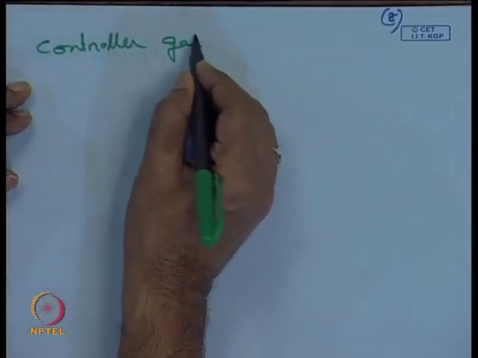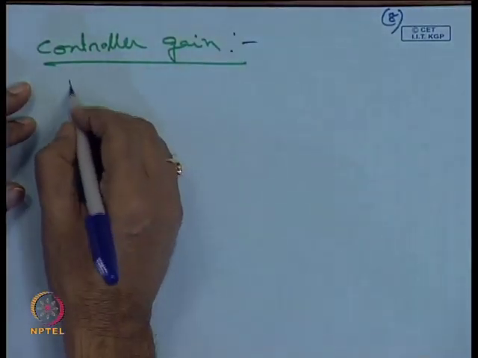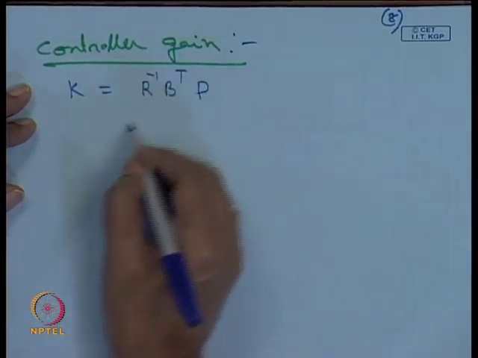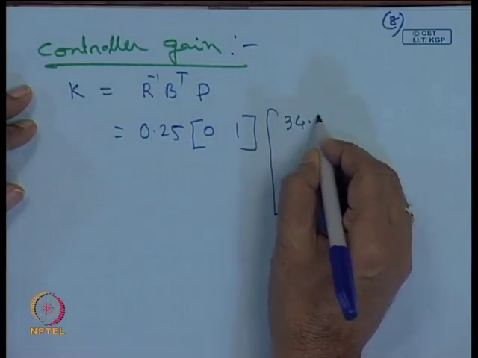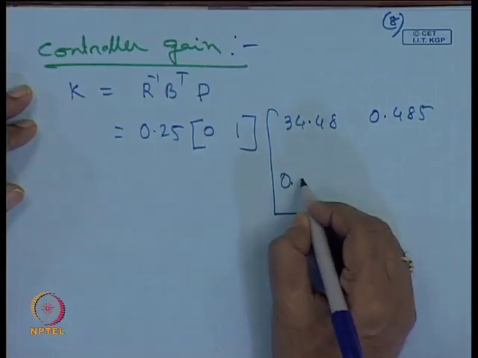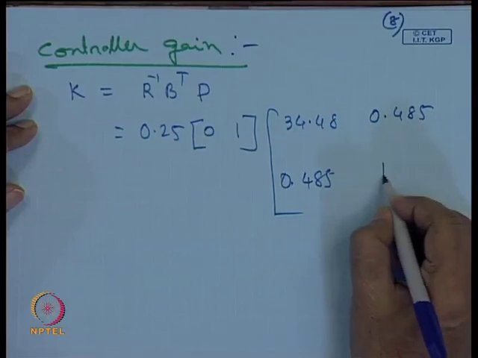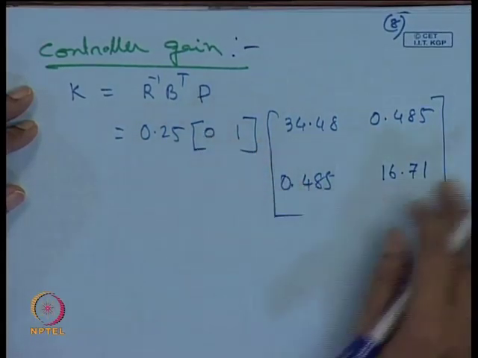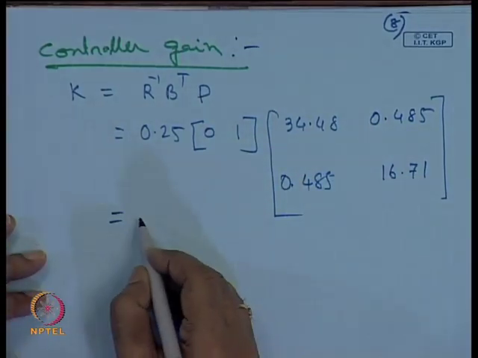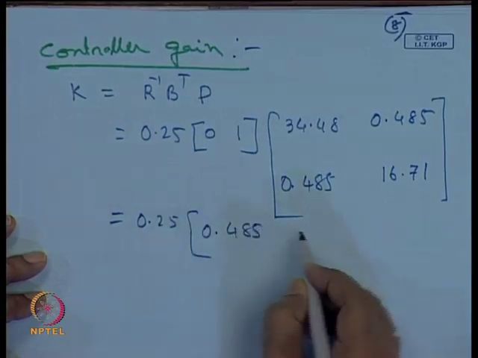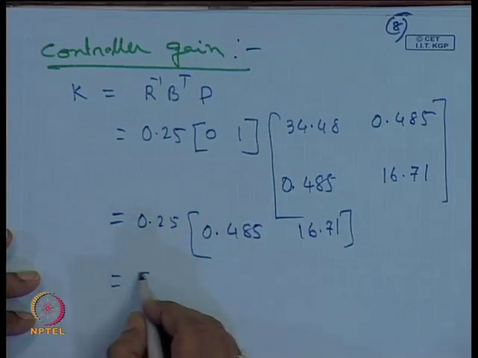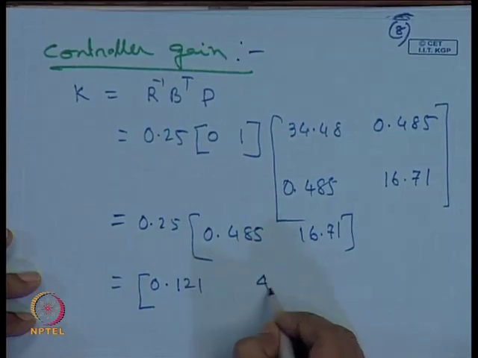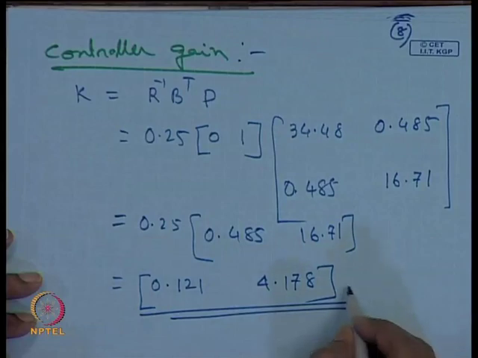So, let us find how to find out the controller gain, agree? So, controller gain, K is equal to R inverse B transpose P. You just use the values: R inverse means 0.25, B is 0.1 and P we just got, 34.48, 0.485, and 16.71. If you multiply it by this, the last row will be reflected. So, 0.25 into the last row, 0.25 into 0.485, 16.71. So, divided each element by 4, then you will get 0.121, then 4.178. So, this is the controller gain, we got it.